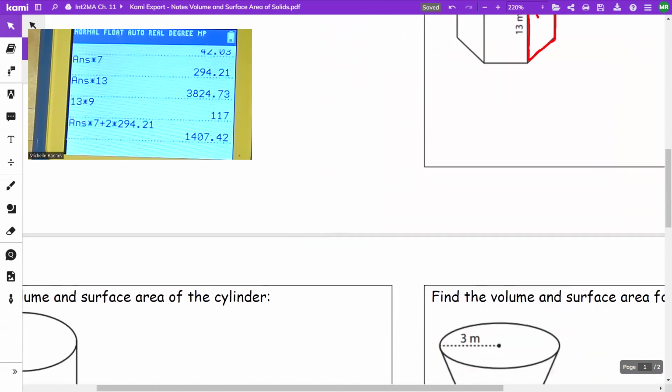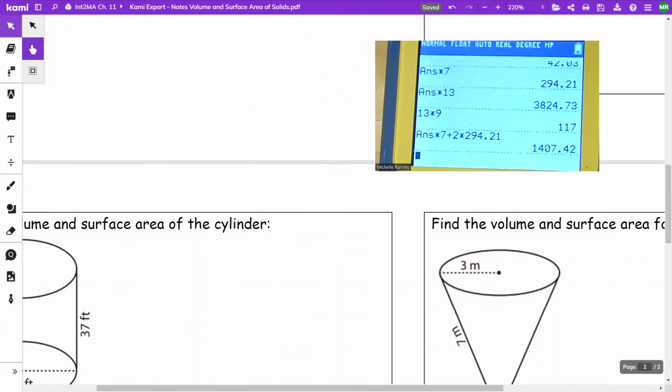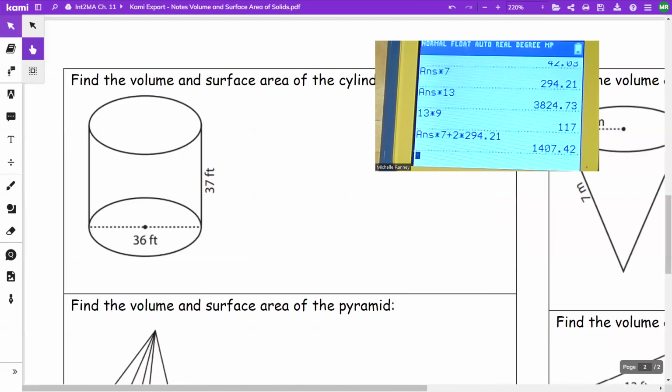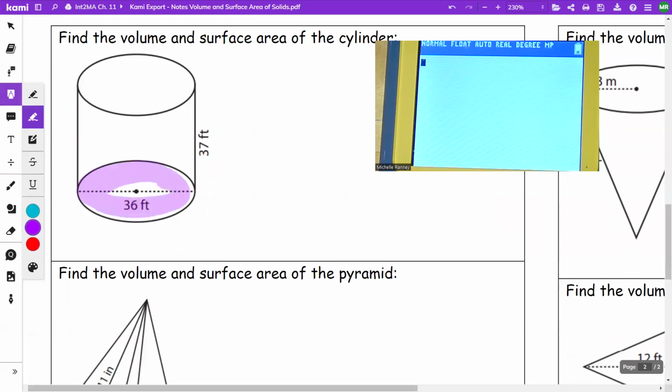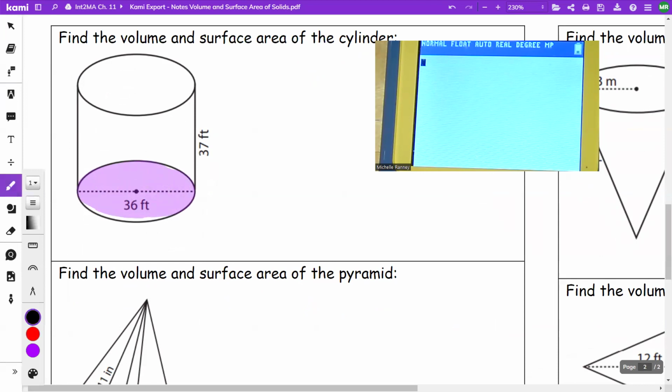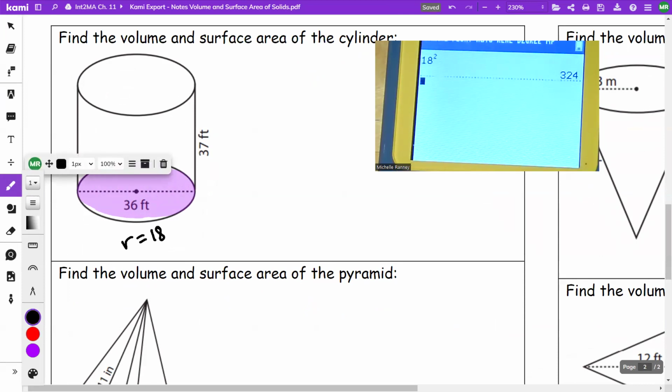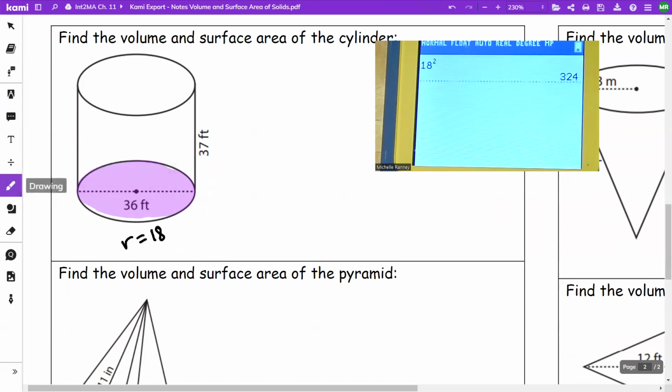Okay, now on the next page, I am going to have a cylinder here. So when I am trying to find the volume of this, I am going to be finding the area of the base. Now the radius for this is going to be 18. So I'm going to be doing 18 squared, which is 324. So this is going to be 324 pi.